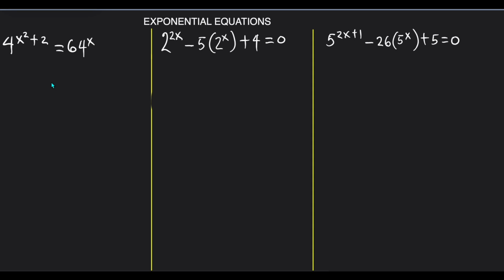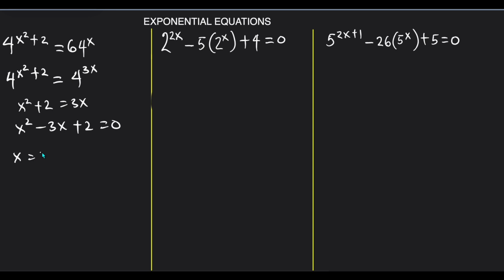There are some exponential equations that could lead you to a quadratic equation due to the nature of the question, while some will have to be reduced to their quadratic forms for you to get the final answer. In this case, we write this as 4 to the power of x squared plus 2 equals 4 raised to the power of 3x. So when you compare the power, you have x squared plus 2 equals 3x, and this is x squared minus 3x plus 2 equals 0. So in solving this, you have x equals 2 or x equals 1.